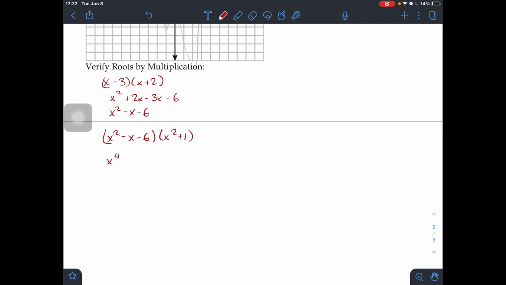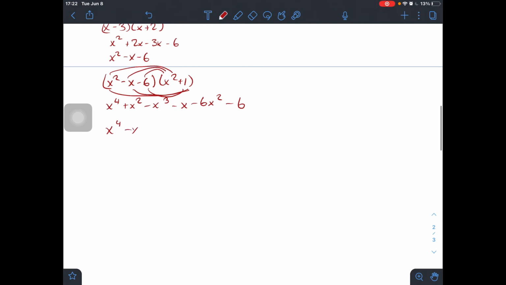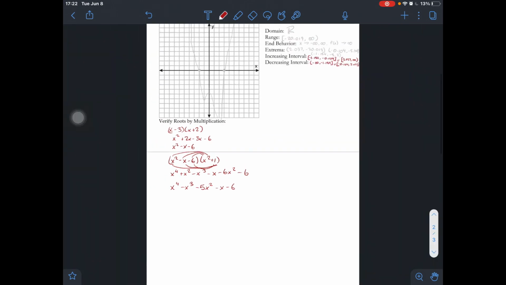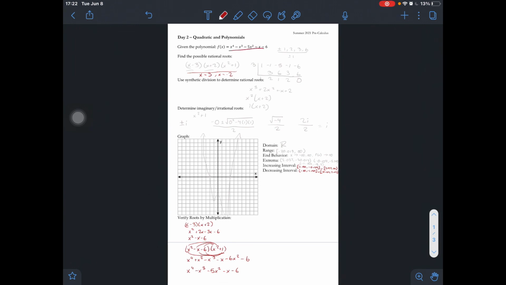So x squared minus x minus 6 times x squared plus 1 would give us x to the 4th, plus x squared, minus x cubed, minus x, minus 6x squared, minus 6. Now if you combine like terms, you'll get x to the 4th minus x cubed minus 5x squared minus x minus 6. If you compare this back to our original expression, you'll see that they indeed match up.